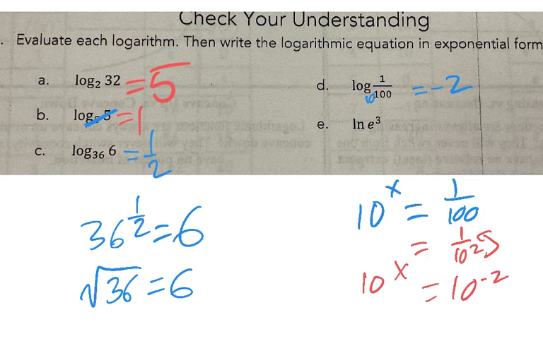Anyways, next. E. I'm taking the natural log of e to the third. They didn't give me a base, but natural log means a base of e. Natural log has a base of e, because it's ln. So this is saying e raised to what power is equal to e to the third? e to the x equals e to the third. It should be 3 here.